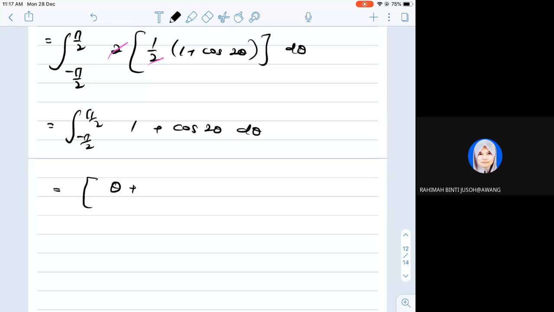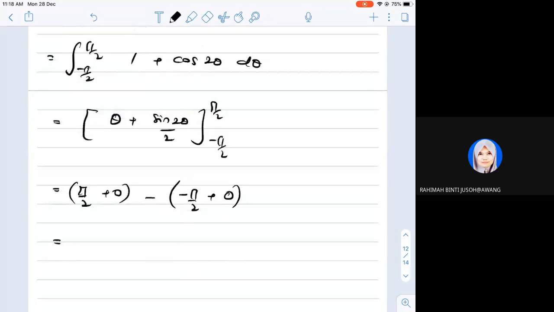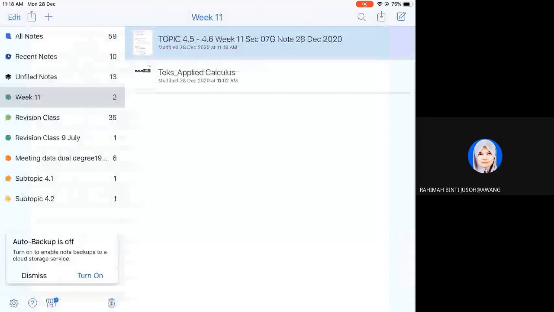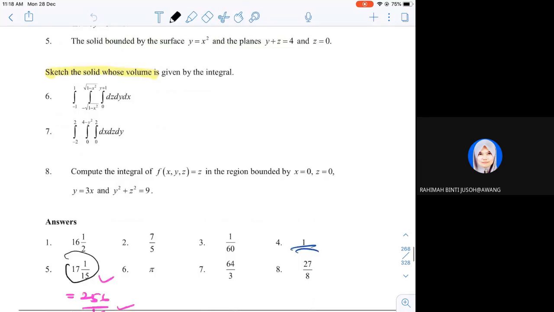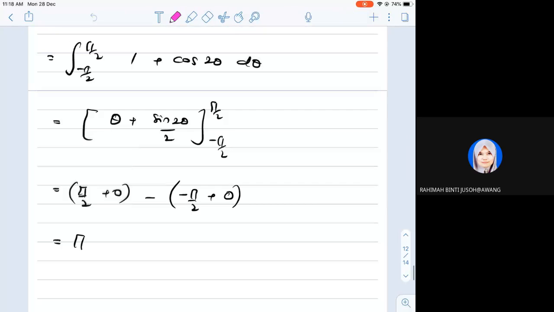So integrate cos 2 theta, we will get sine 2 theta over 2. So substitute pi over 2 and negative pi over 2. So we'll have pi over 2, sine 2 times pi over 2 is 0. So plus 0 minus negative pi over 2 plus sine 2 times pi over 2 also 0. So we will have pi over 2 plus pi over 2 should be pi. Is this answer correct? Wait, let's check. Question number 6. Oh yes. Okay, equals to pi. So this is the answer.